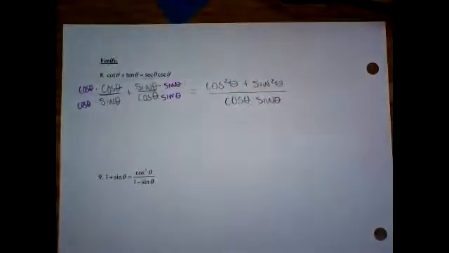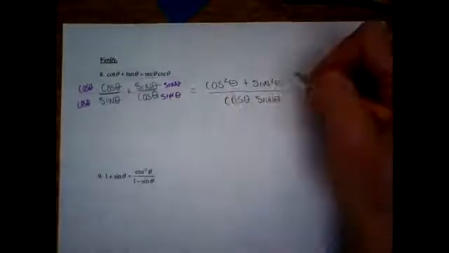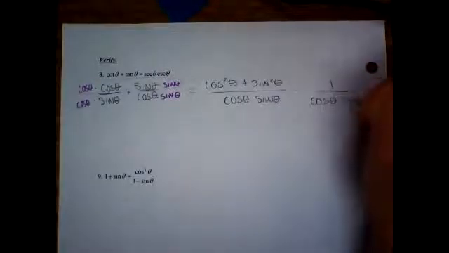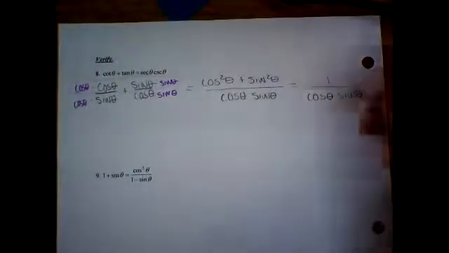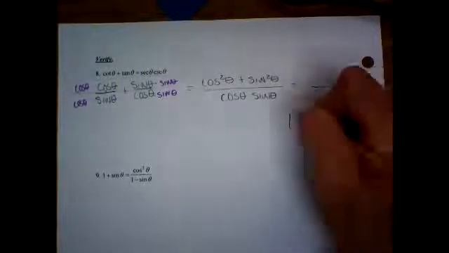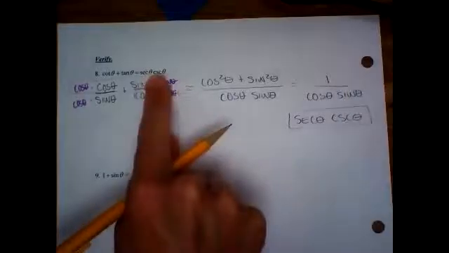All right, and then the numerator, we can replace that with a Pythagorean identity. Sine squared plus cosine squared equals 1. And when you have 1 over these, that means the reciprocal. So 1 over cosine is secant, and 1 over sine is cosecant. And that is what the other side of the equation equals.